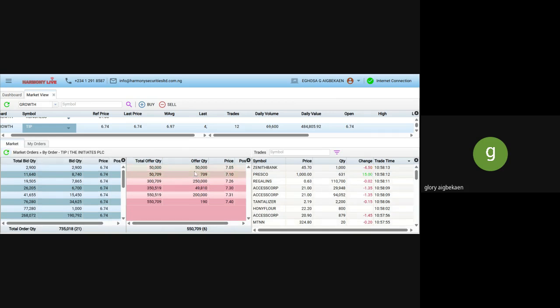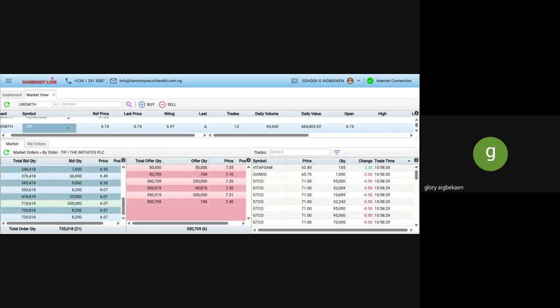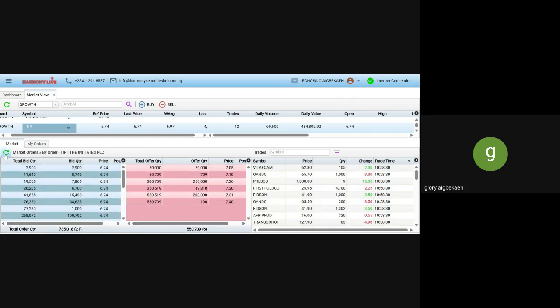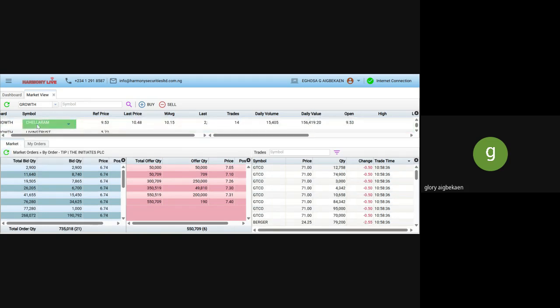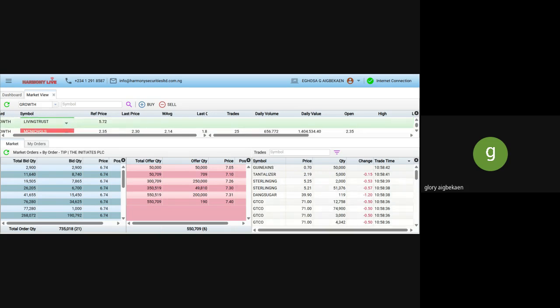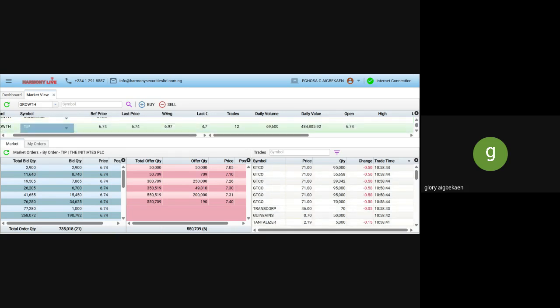So that 7 naira that was there just now, somebody has bought it. So it's no longer there. So it's one of the stocks I'm observing to see what happens. If I have some serious money, I will buy some units of the stock.